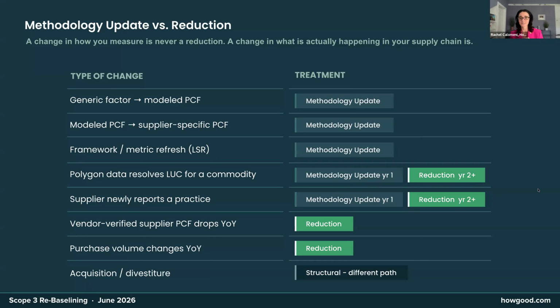So when you sit across from your auditor or your investor relations team or SBTi, you can defend exactly what happened, why, and which bucket it belongs in. Get this taxonomy right and rebaseline. It's a non-event. You can do it. Get it wrong, and your reduction story unravels the first time someone audits it carefully.